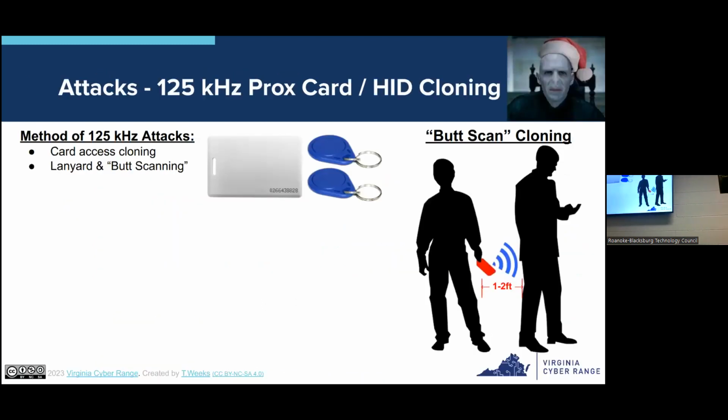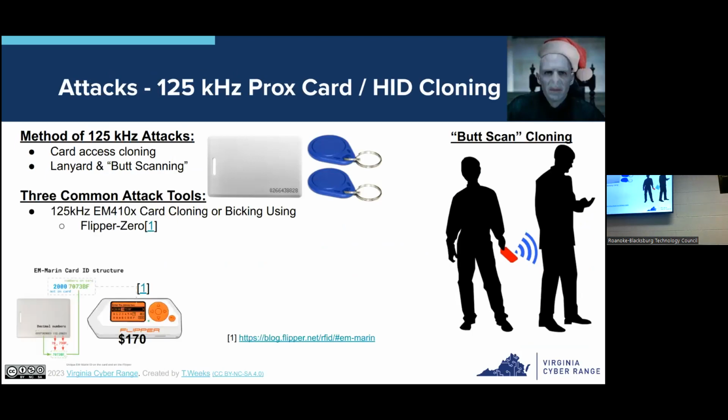So the method of attacks: card access cloning, also called butt scanning. The thing with prox cards, the range is 1 to 2 feet. So anyone with an employee badge, with a door badge, you can pretty much walk by them and beep, and you got their information. We'll show how that works here in a second. Common attack tools are typically a Flipper Zero, like I have here tonight, hooked up. Show you guys what that looks like.